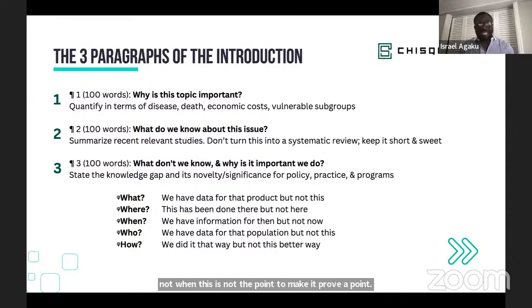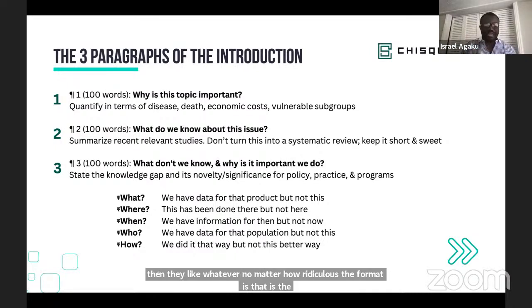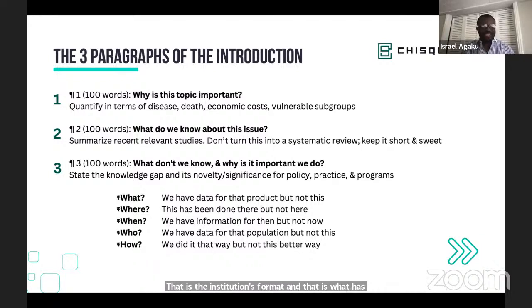If that's the standard in your institution, please go ahead. Write the references first as they require. No matter how ridiculous the format is, that is the institution's format. If you fight the format, you will never graduate. Your goal as a student is to graduate, and then you can do things however way you want. But if that's the format required by the institution, then please, by all means, do it.